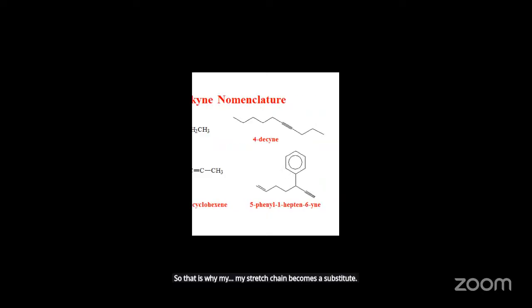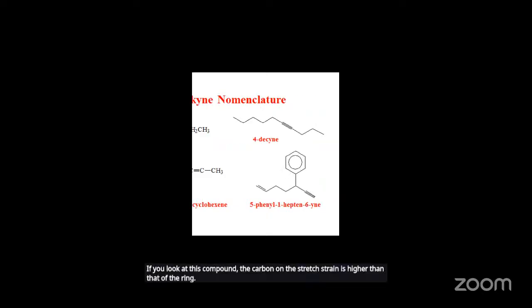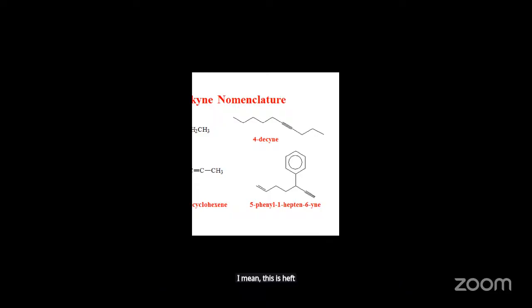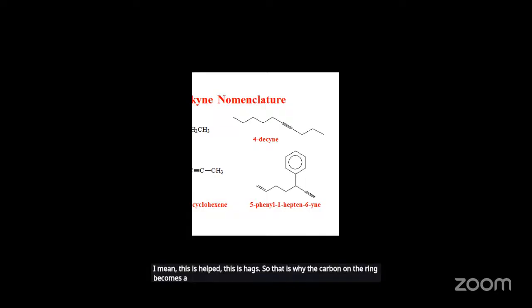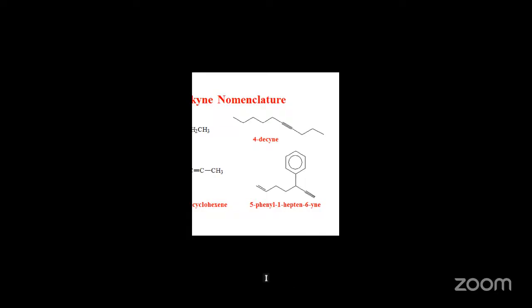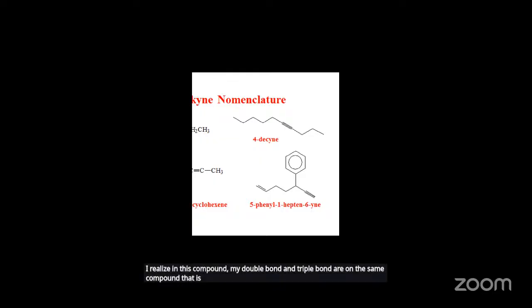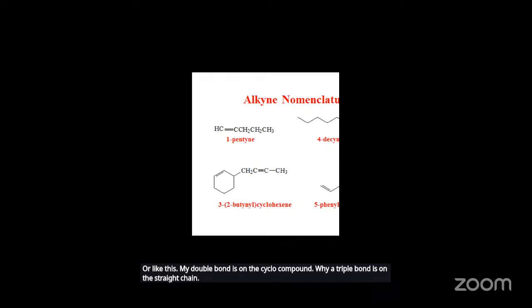If you look at this compound, the carbon on the straight chain is higher than that of the ring. This is hept, this is hex. So that is why the ring becomes a substituent, while the straight chain becomes the parent compound. And you realize that in this compound, my double bond and triple bond are on the same straight chain. Unlike this, where my double bond is on the cyclo compound, while the triple bond is on the straight chain, and that straight chain has a lower number of carbon, making it a substituent.